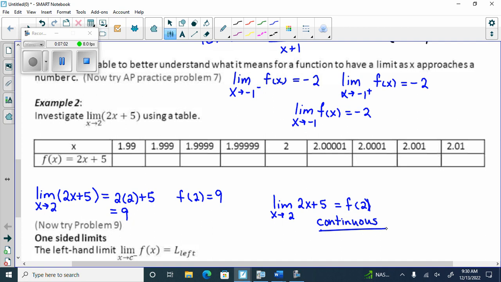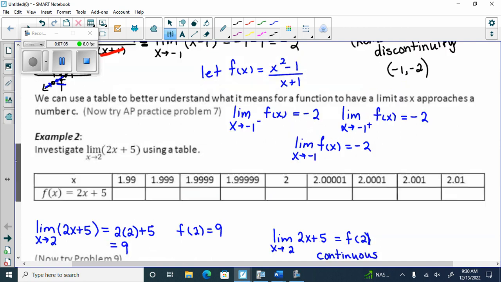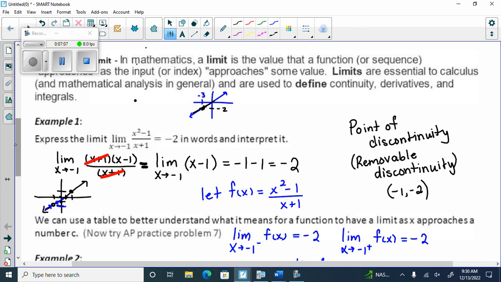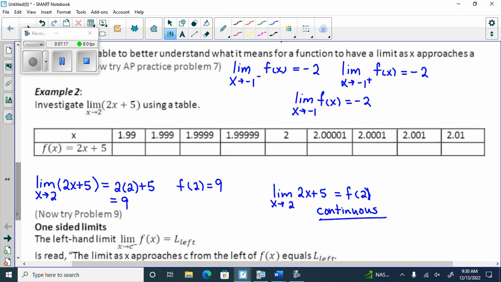Because the limit as x approaches -1 and f of -1 were not the same value, so that graph's not continuous. That's how you prove continuity, is by showing the point and the limit are actually the same. So, talking about tables. Tables will always work. What you have to do is you have to pick values that get closer and closer to the value from the left and closer and closer to the value from the right.